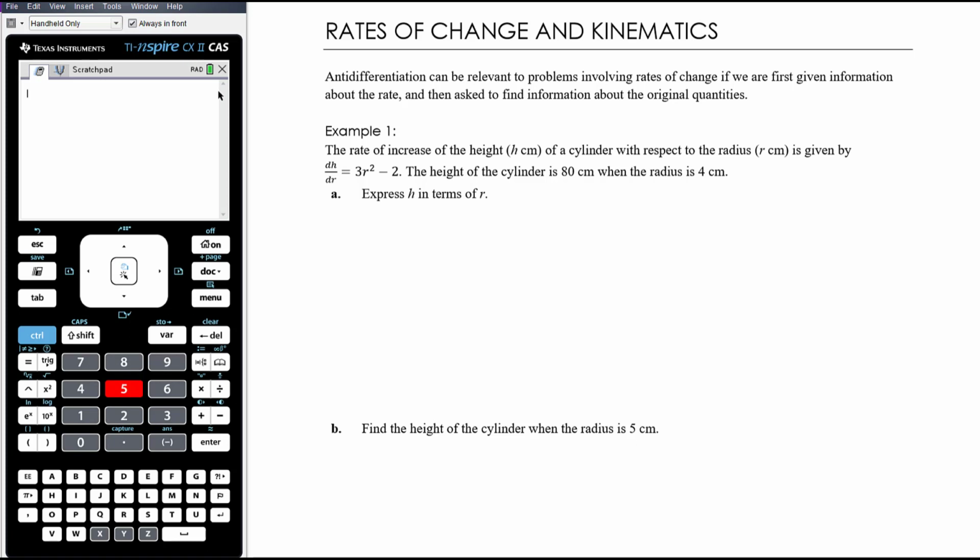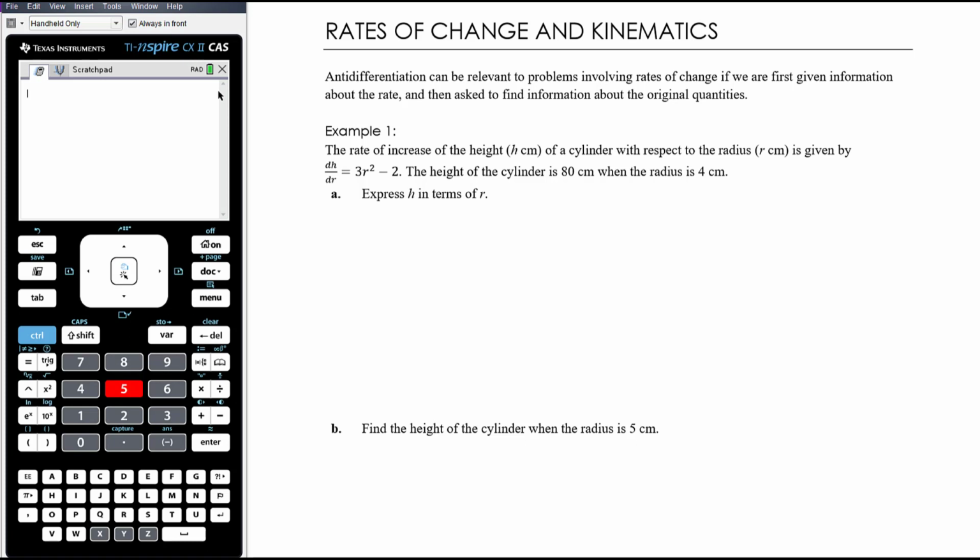Examples here. So anti-differentiation can be relevant to problems involving rates of change if we are first given information about the rate, then asked to find information about the original quantities. So example 1 here, the rate of increase of the height, h centimetres, of a cylinder with respect to the radius is given by dh/dr. So that's what dh/dr is, the rate of change of height with respect to radius. And it is 3r squared minus 2. The height of the cylinder is 80 centimetres when the radius is 4 centimetres.